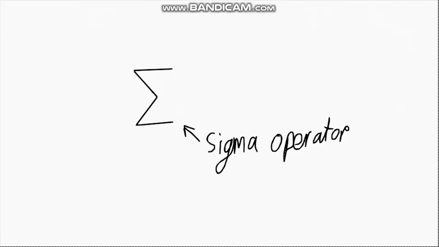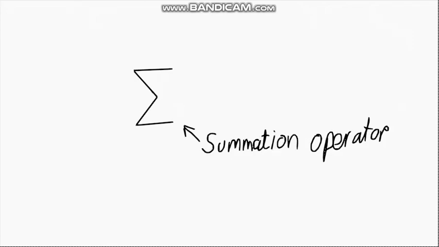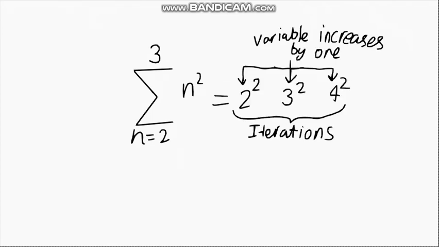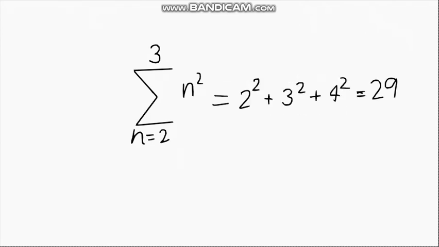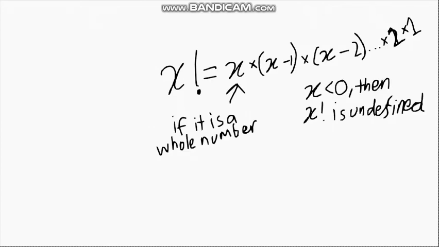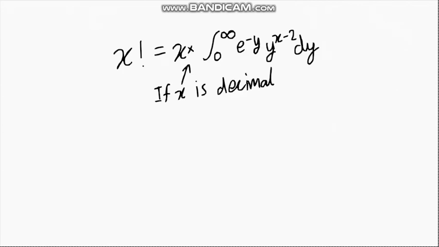A sigma operator or the summation operator adds for a specific number of times. On the top we write how many times summation occurs. Here we write where to start and here we write an expression and the variable increases and gets added. Here is the factorial, pretty exciting isn't it? It just multiplies the natural numbers equal or less than it. We go into calculus territory when we talk about decimals, so let's ignore them.